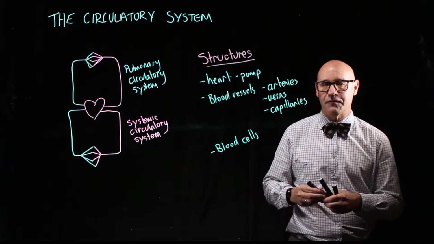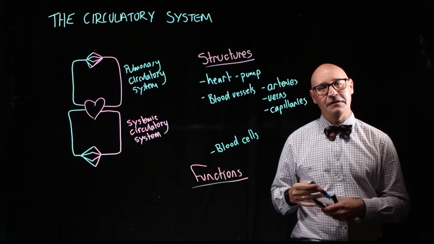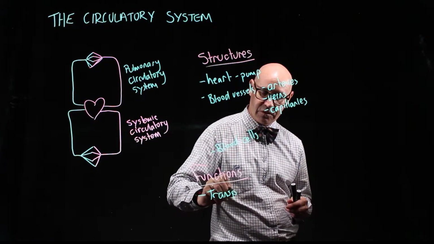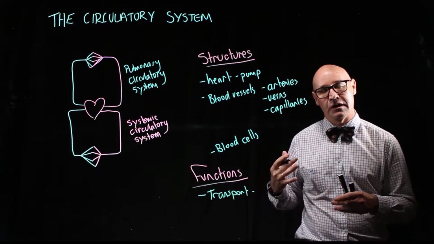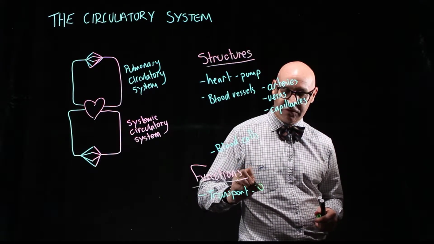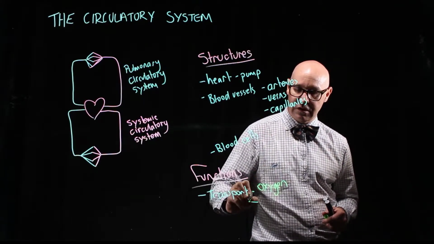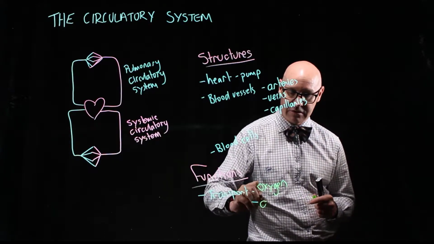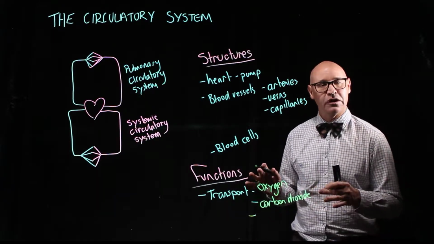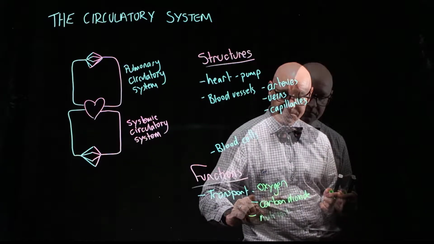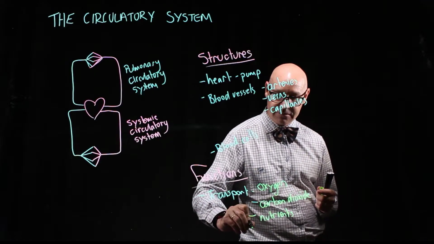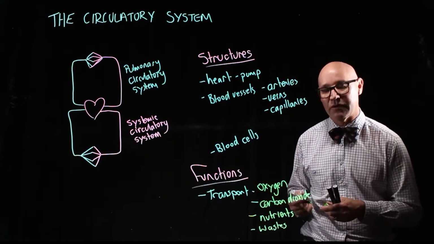So what are the functions of the circulatory system? Obviously the main function is to transport. It is a transport system. And what does the circulatory system transport? Well, obviously it transports oxygen, but it also transports carbon dioxide. Carbon dioxide waste that gets breathed out. It also transports nutrients, glucose, amino acids, and it also transports waste. So the waste that's produced by the cells.